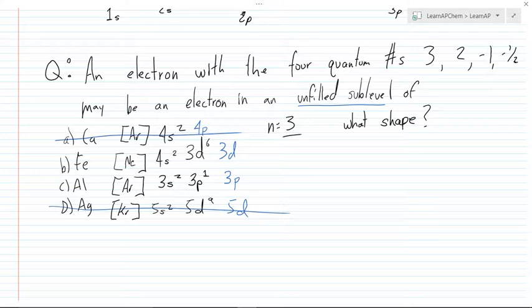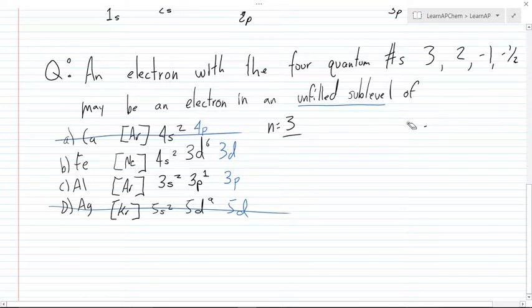So our second quantum number is talking about our shape. If you guys remember, this is denoted as m sub l. And this is our shape. So this is the second quantum number. So m sub l here equals 2.